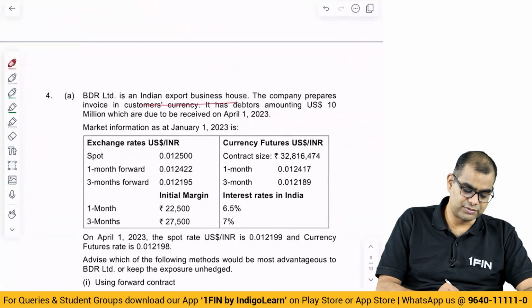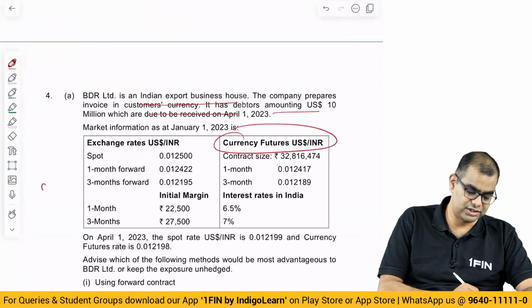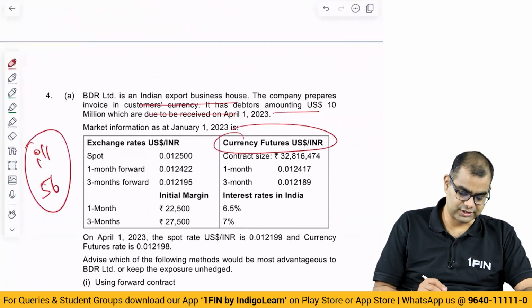Then BDR is an Indian export house. The company prepares an invoice in a currency. The amount is so and so. This is on currency futures. This is Forex, illustration 56. Okay, so there is nothing new in this.